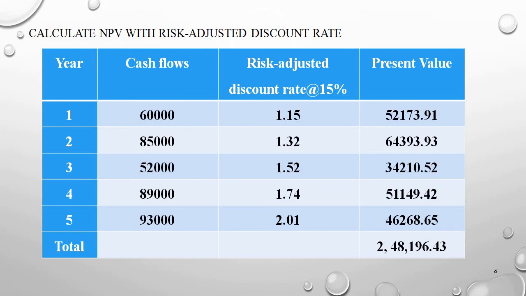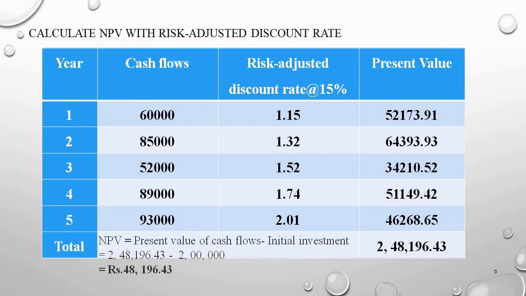After getting the present value of the cash flows, we will get the total net present value. Net present value is equal to present value of cash flows minus initial investment: 2,48,196.43 minus 2 lakhs is equal to rupees 48,196.43.